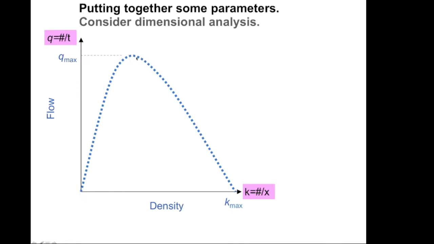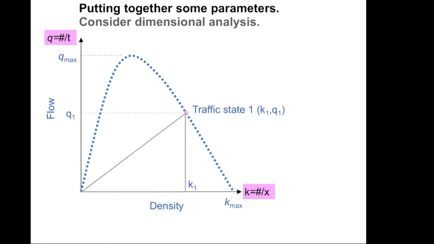And there is a point up here where the flow reaches a maximum, and the density is somewhere in the middle between 0 and the Kmax, or sometimes this is called the jam density. And sometimes this Qmax is also called the capacity. So this is an important picture to think about. If we indicate a point on this function, we'll call it traffic state 1, and it's associated with K1, so its particular density and its particular flow.